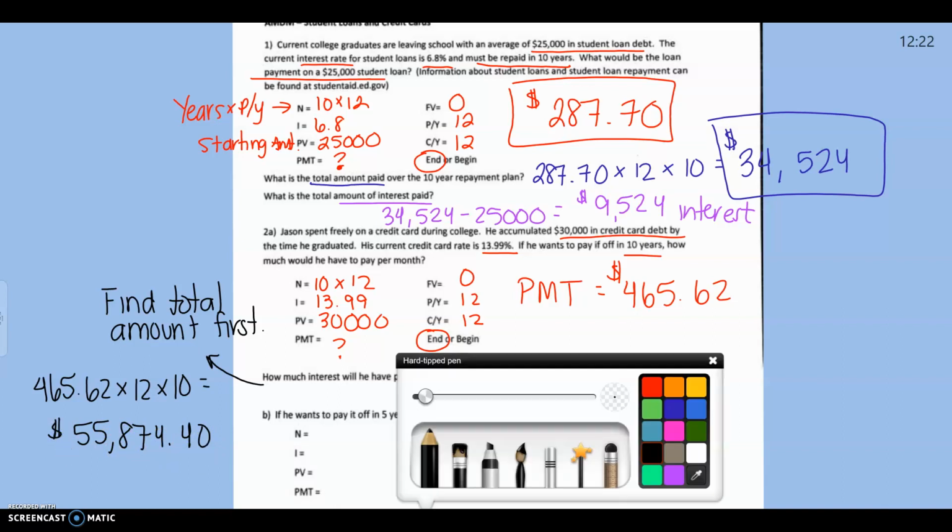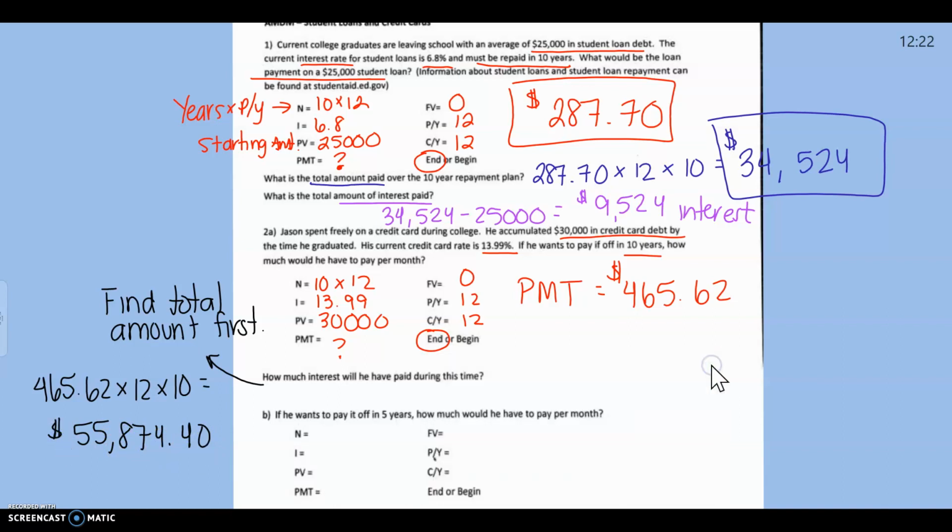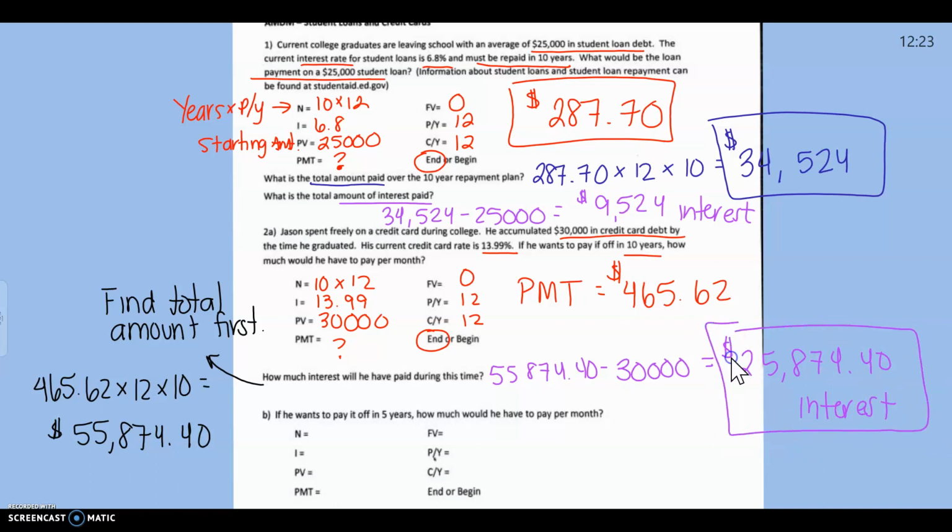So to get interest, remember you always subtract. So we're going to take that number, so $55,874.40 minus the $30,000 debt he started with. So he's paying $25,874.40 in interest. Y'all, that's crazy. $25,000 when he took out a credit card and spent too much money. This is why you don't want to get into credit card debt.